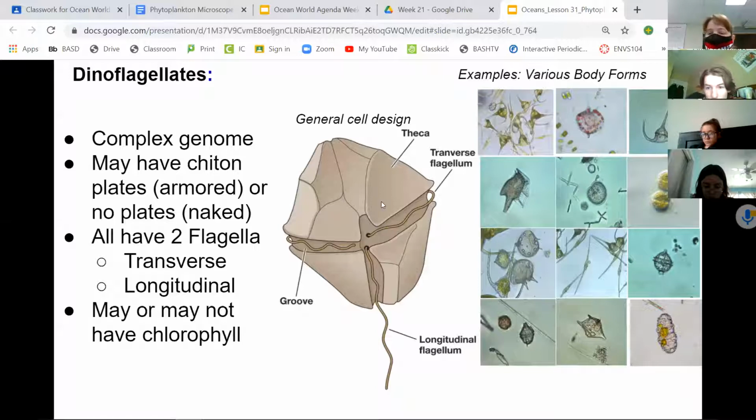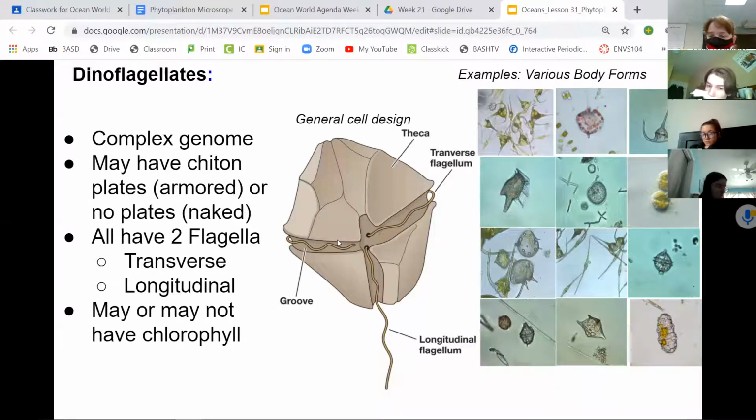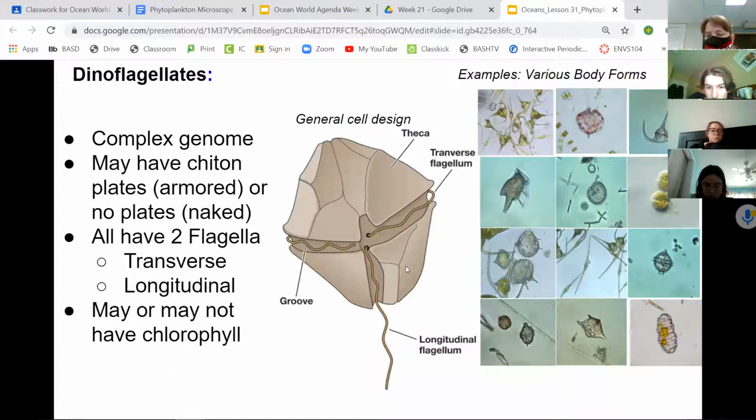All dinoflagellates have two flagella. Okay, remember those are the appendages that they can use to swim. One of them wraps around the body, and it's called the transverse flagellum. So when they squiggle this transverse one that wraps around their body, it causes them to spin. So they will move in a spinning motion. And then their rear flagellum, called the longitudinal flagellum, will be what propels them forward. So they have a very interesting, quote unquote, swimming pattern.